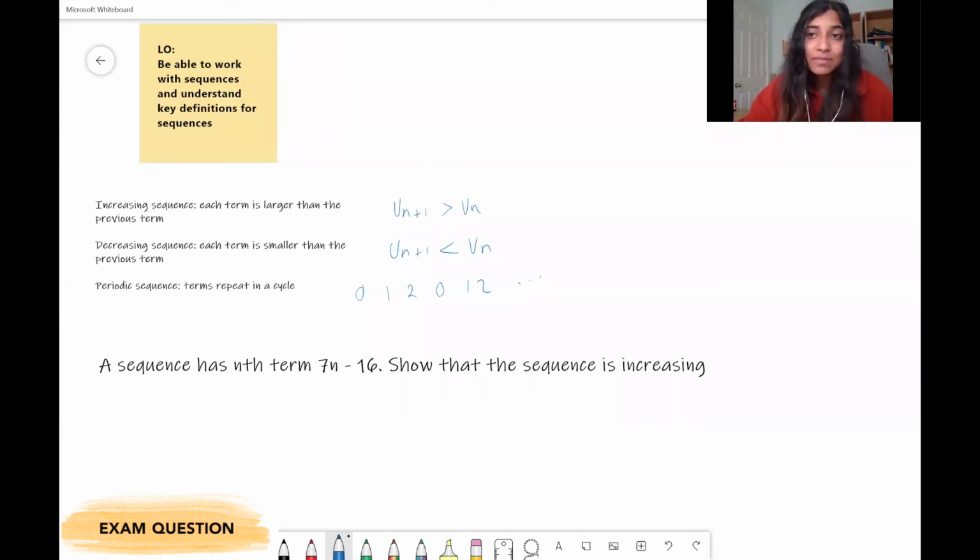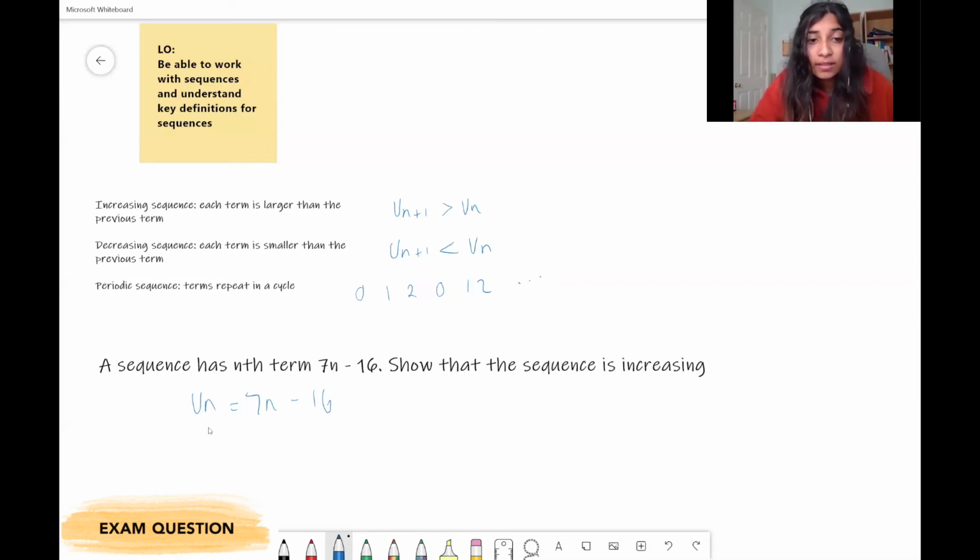So we have an exam style question here, and so feel free to pause the video and try it out for yourself. A sequence has nth term 7n minus 16, and we want to show that this sequence is increasing. So the first step is to write this out mathematically using the u_n notation we learnt. So we can just write u_n is equal to 7n minus 16.